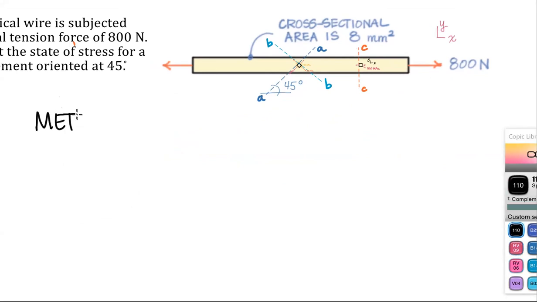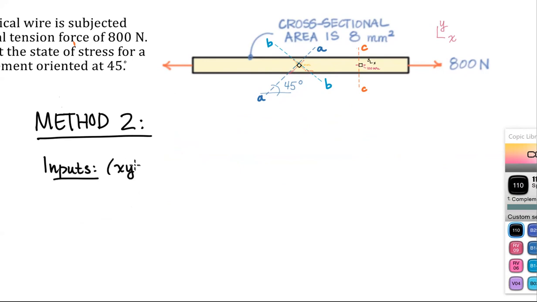So method two, stress transformation equations. All right, here's the idea. We have inputs to the equation, and we have outputs to the equation. Our inputs are in the XY coordinate system. So we're looking at this little stress element and we're being like, okay, stress in the X direction equals positive 100 megapascals for tension. Stress in the Y direction equals zero. Our shear stresses in the XY plane are equal to zero. That's everything with the XY coordinate system.